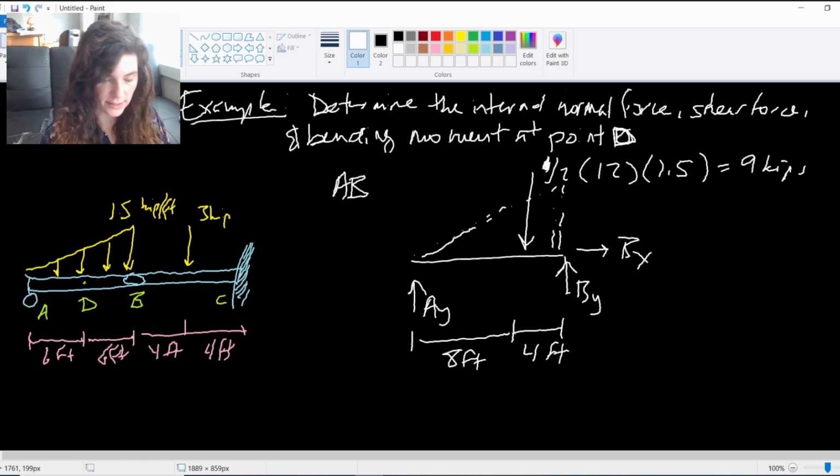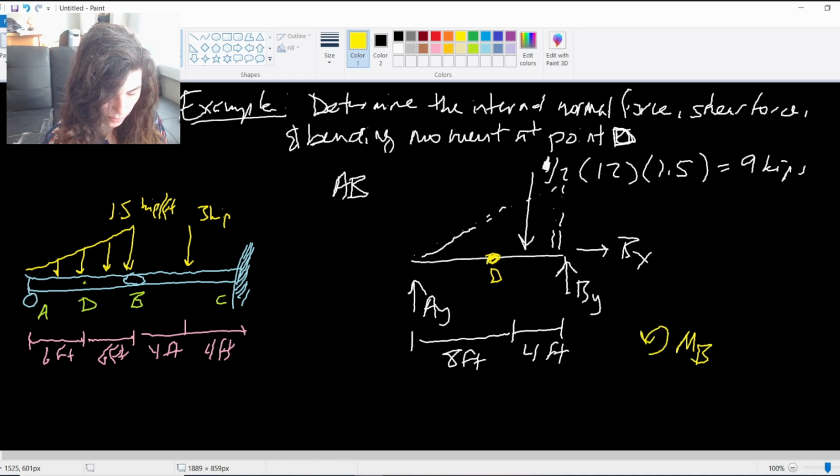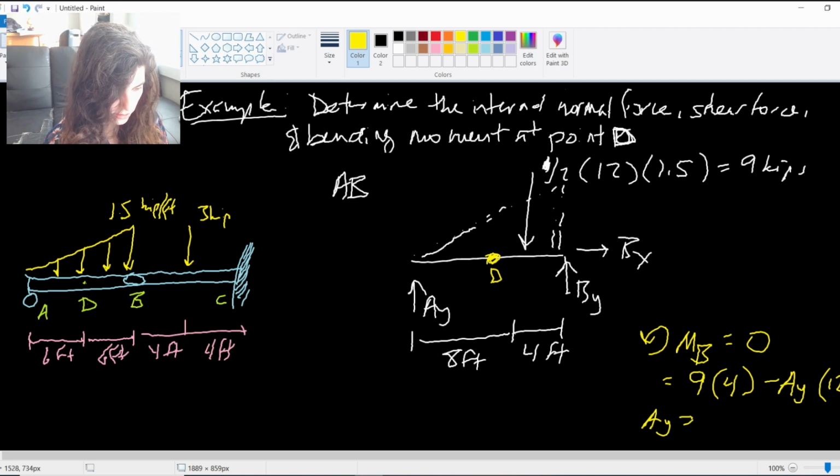And really I only need one side of this, right? Because my point D that I'm interested in is here in the middle. I'm going to be doing another split again. So really I only need the A reactions or the B reactions. So in this case, if I take a moment about point B, I will get the 9 kips times its distance away, 4, minus AY times its distance away, 12, which tells me that my AY reaction is 3 kips.